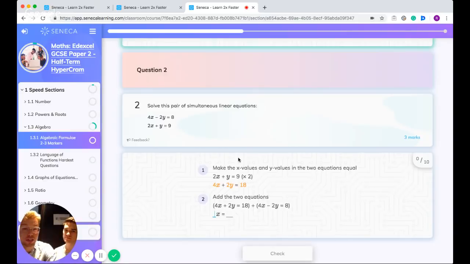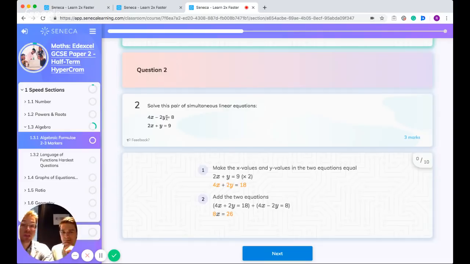If we add those equations together, what's going to happen to those y's? It's going to completely eliminate them. They are going to cancel. So we add those two equations together, and that gives us 8x equals 26. Just to clarify what we've done, we've got 4x minus 2y equals 8, and 2x plus y equals 9. We need to make the coefficients, the fancy word for the number in front of the x or y, the same in the two equations.